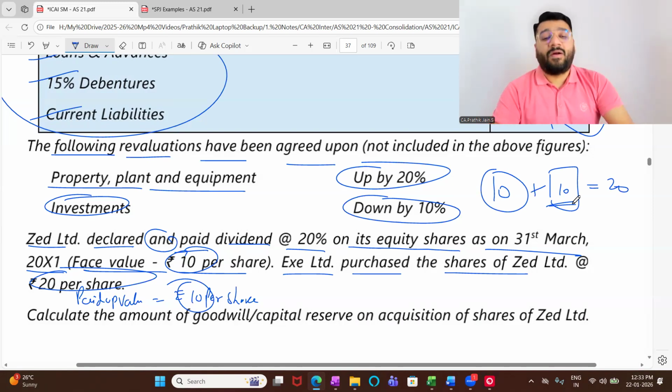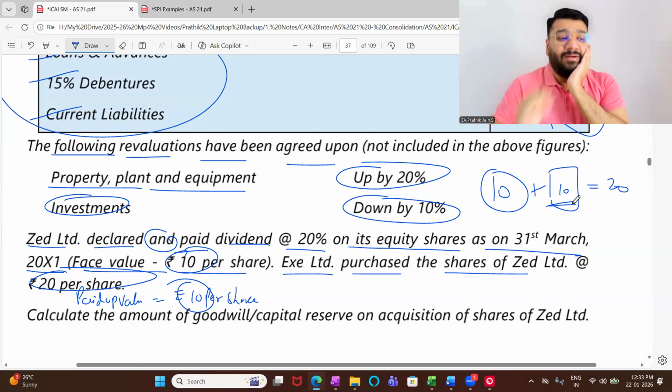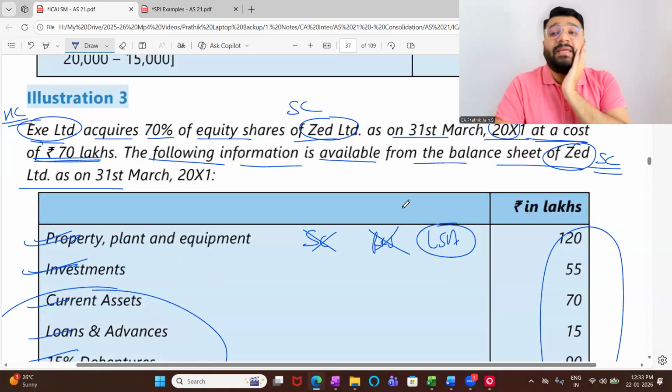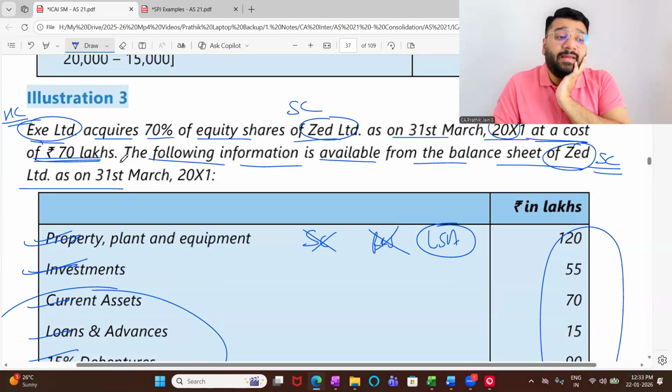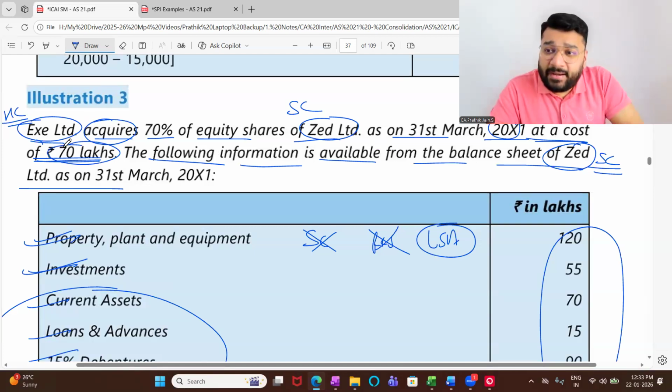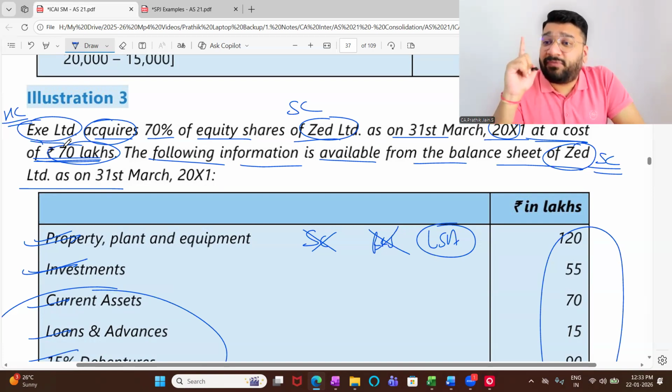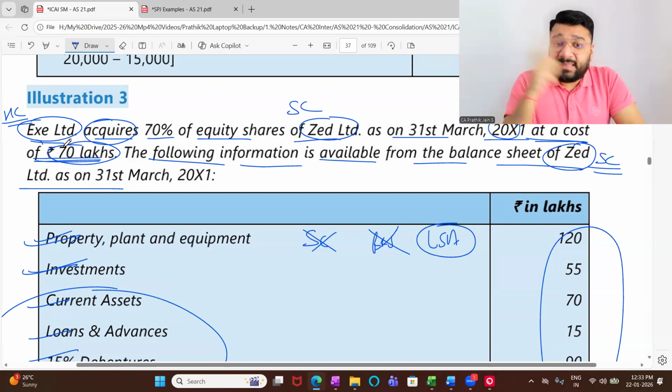X Limited purchased. My dear Piyush, did the company issue the shares to X Limited? Or did the holding company acquire the shares from somebody? So this money, 70 lakh, which X Limited has paid, has it gone to the company? Always when the company is issuing the shares for the first time, company will collect the money from you and issue the share. Subsequent transfer takes place between the shareholders.